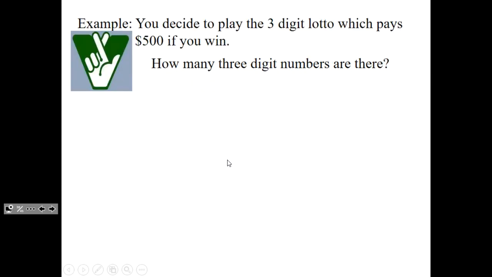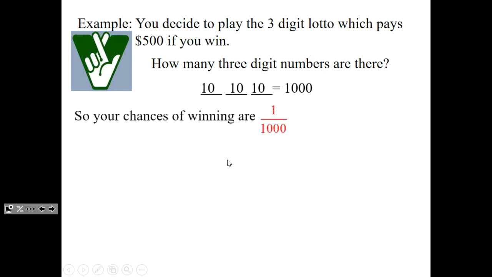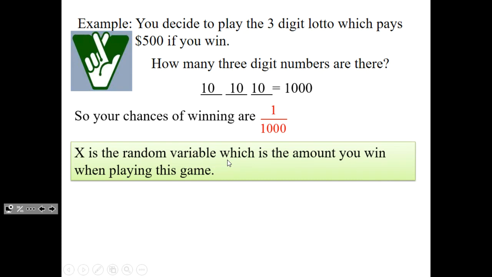So let's say you play a 3-digit lotto, pays $500 if you win. How many 3-digit numbers are there? Well, 10 times 10 times 10, we get 1,000 3-digit numbers. Your chances of winning then are 1 in 1,000. So let's have x be a random variable. That's the amount you win when you play this game. So take a moment. I want you to think about this one and start thinking about what this might look like if you were to play this game. What are we going to run into?